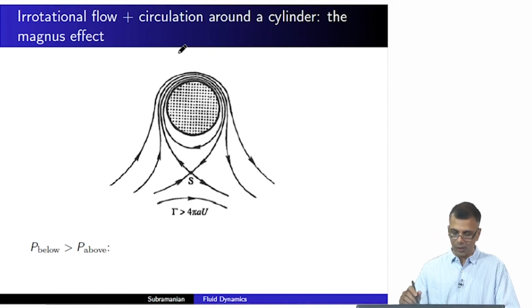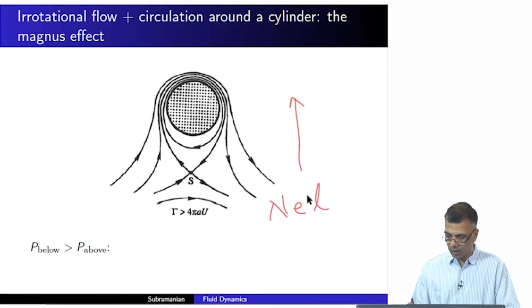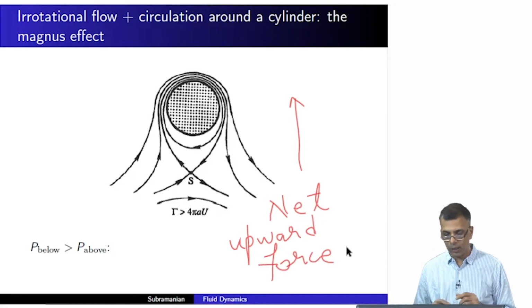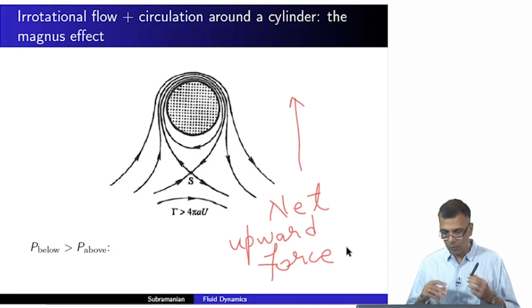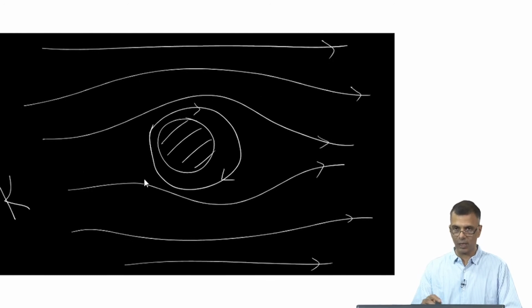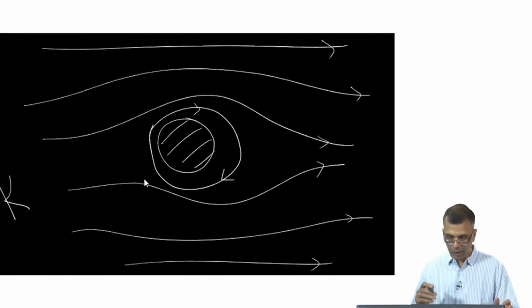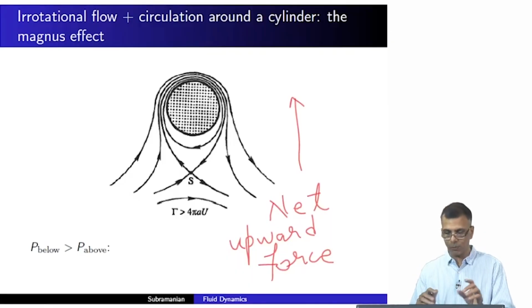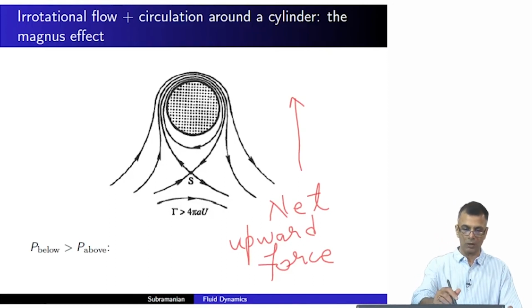Yeah? In other words, there is a net upward force in this kind of a situation, right? What kind of a situation are we talking about? One where I have arbitrarily added a circulation of this kind to a potential flow, okay? And I'll tell you why this is useful in a minute, but the bottom line is that in this kind of a situation, this body will experience a net upward force.